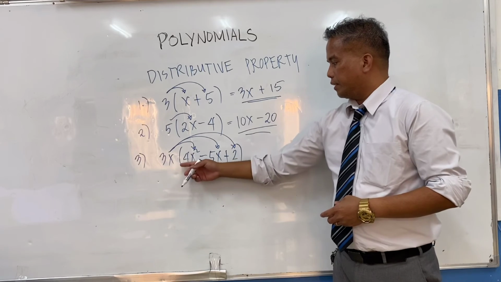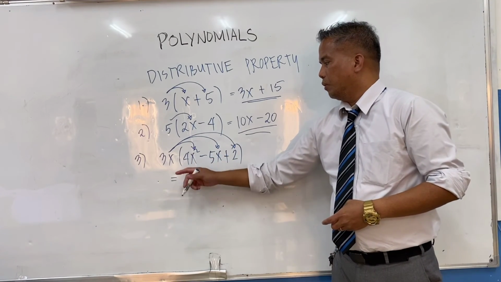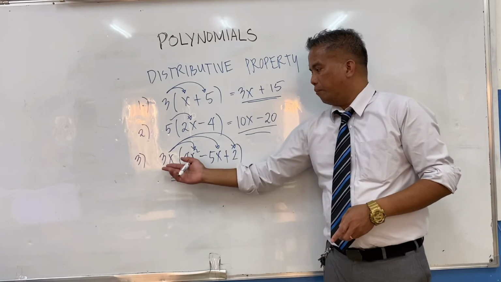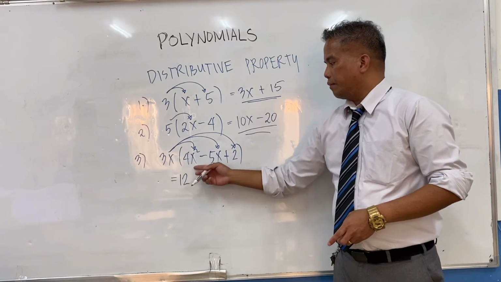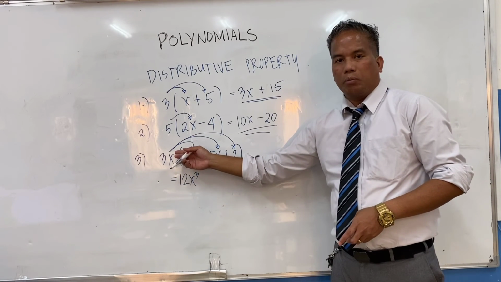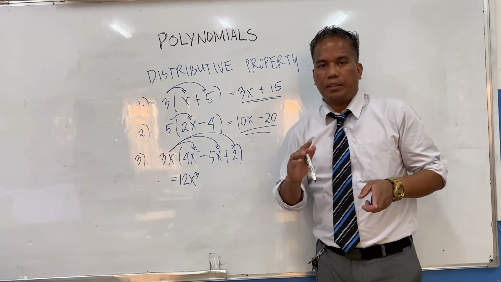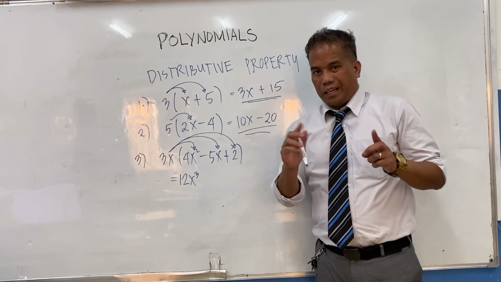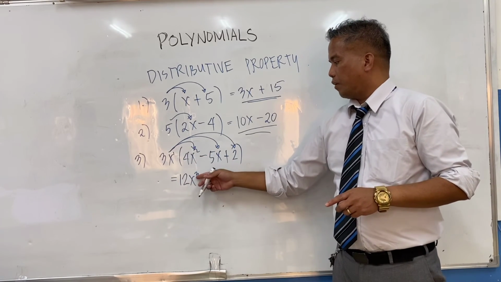Now 3x times 4x squared is equal to, first multiply the whole numbers, 3 times 4, it is equal to 12. Then x times x squared will become x cubed. We apply the law of exponents. When we multiply the same variable or the same base, we just add the exponents. So there's 1 here, so 1 plus 2 equals 3.